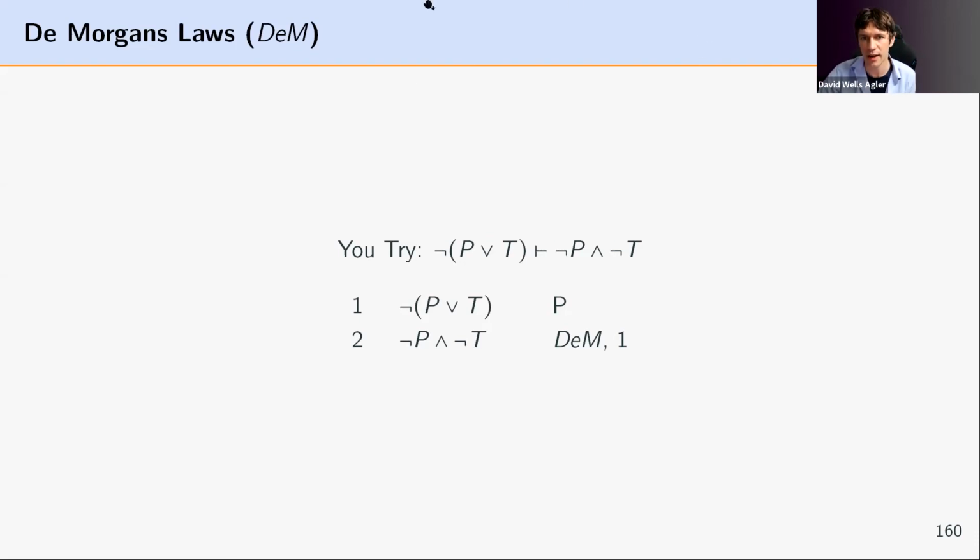We are, again, going to play our leapfrog game. This negation is going to leap over the parenthesis to this P and leap over to this T. So both of those internal formulas are going to be negated. And we're going to turn this disjunction into a conjunction using DeMorgan's laws. Again, we'll cite DeMorgan's laws, DEM for DeMorgan's laws. And then we're going to cite the line that we used, which was line 1.